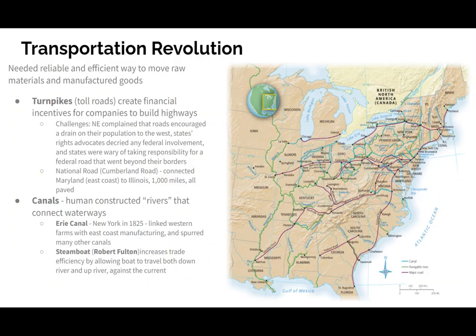The Erie Canal is going to be the largest one, built in New York in 1825. It links Western farms with East Coast manufacturing, and it spurred the growth of a lot of other canals. The steamboat, of course, is going to be really vital for this, invented by Robert Fulton. This is going to increase trade efficiency by allowing boats to travel both down the river and up the river against the current. And you can see this image of all the canals and navigable rivers and waterways that existed in the 1850s.